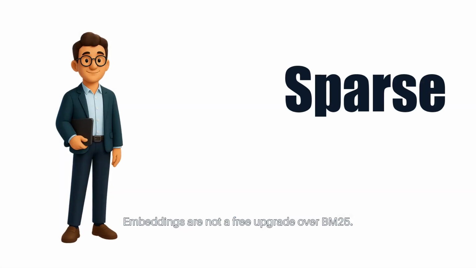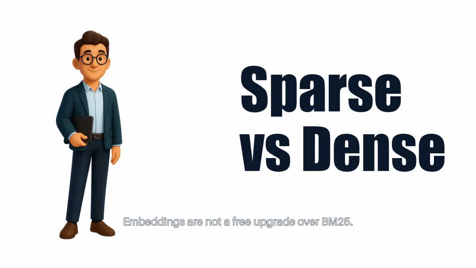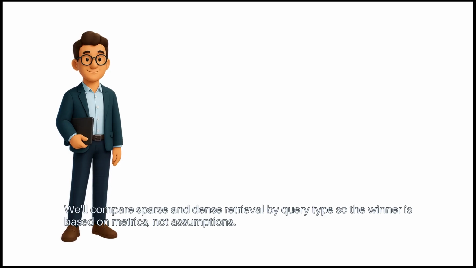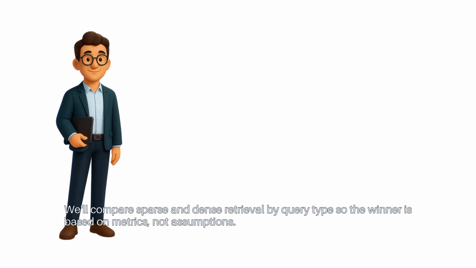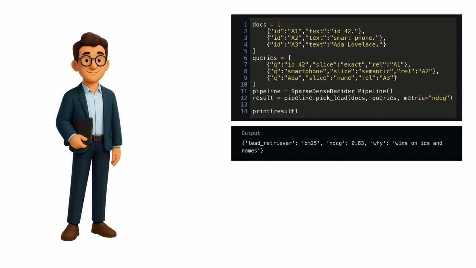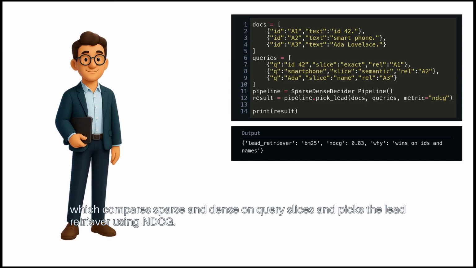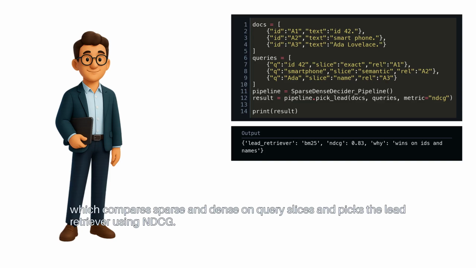Embeddings are not a free upgrade over BM25. We'll compare sparse and dense retrieval by query type, so the winner is based on metrics, not assumptions. This is the workflow you'll know how to run when we're done, which compares sparse and dense on query slices and picks the lead retriever using NDCG.